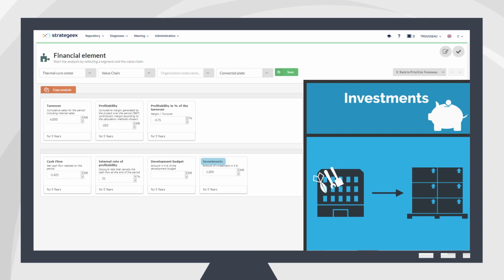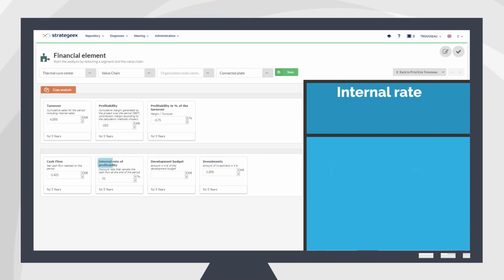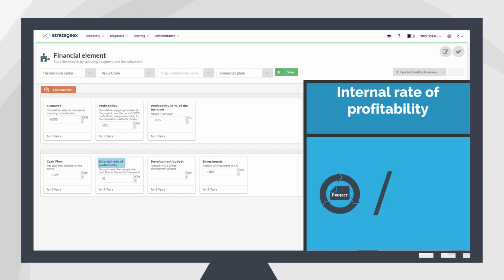The IRP, or internal rate of profitability, reflects a trade-off between financing the development of the project or investing this money in the financial markets. It will allow financial analysts, once they have considered the level of risk, to make a decision.